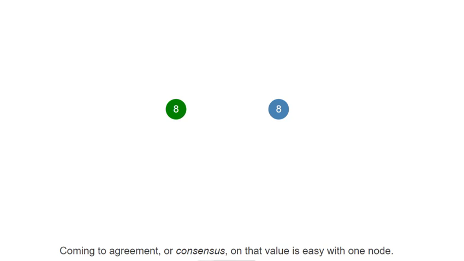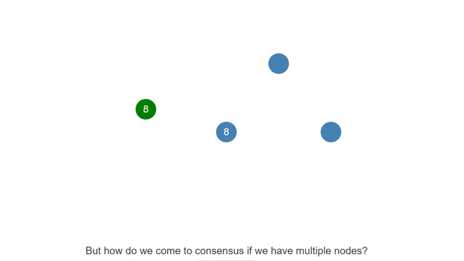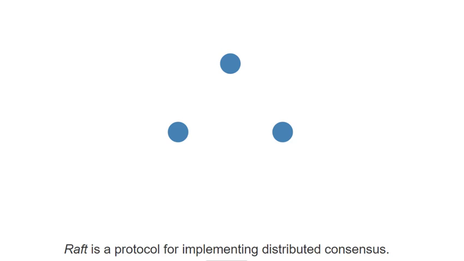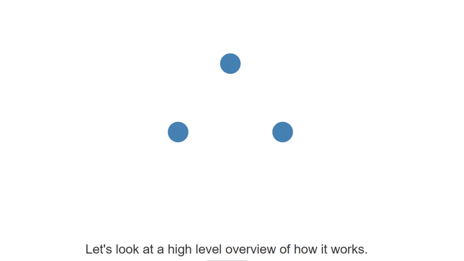Now, coming to an agreement or consensus for a single node is very easy, right? There is only one node and only a single data needs to be updated on a particular node. So that's easy. But what happens when we have multiple nodes in our system? How is a consensus going to be achieved? That's the problem of distributed consensus. Raft is a protocol for implementing distributed consensus. Let's look at a high-level overview of how it works.